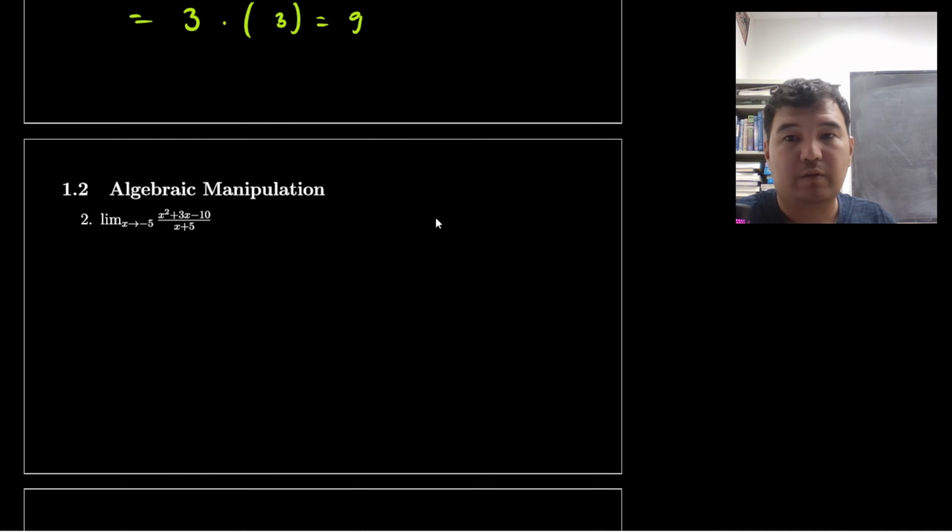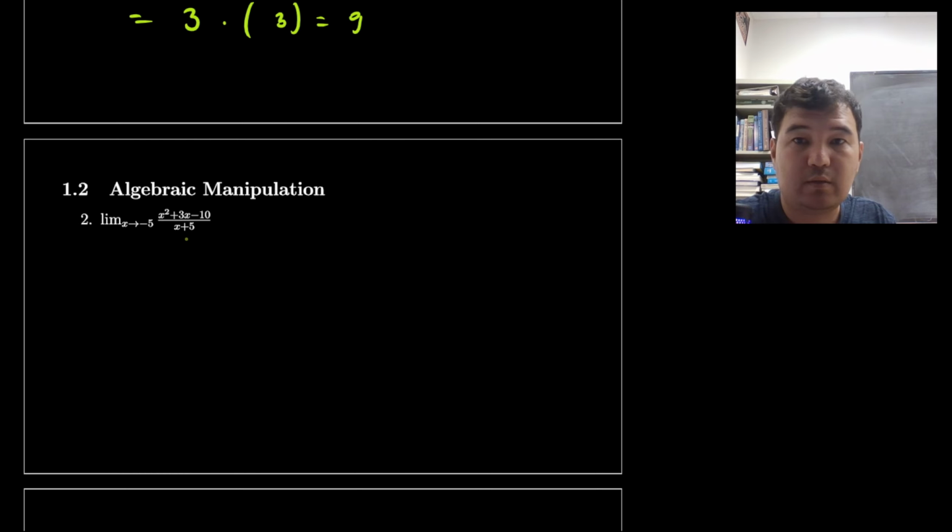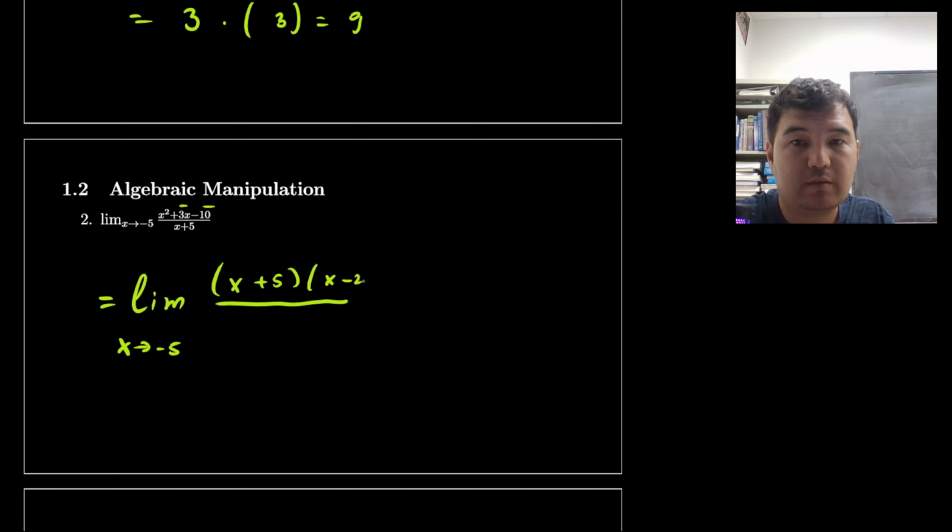Sometimes it doesn't work out. For example, in this case, if you plug in x equal to -5, you'll be dividing by 0. Since we can't divide a number by 0, what you need to do is simplify the expression first. Here, as x goes to -5, you can factorize the numerator of the expression, which is x squared plus 3x minus 10. It can be factorized as x plus 5 multiplied by x minus 2.